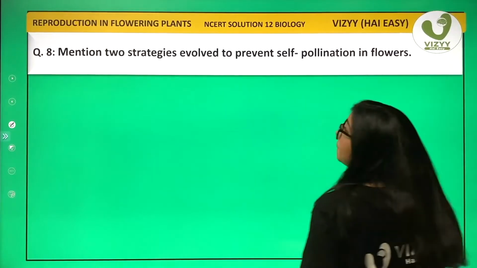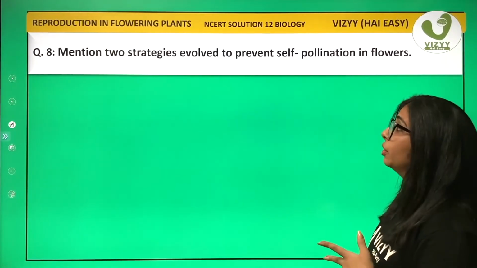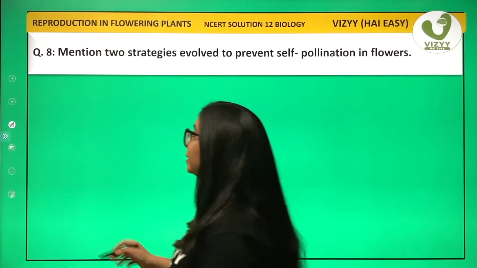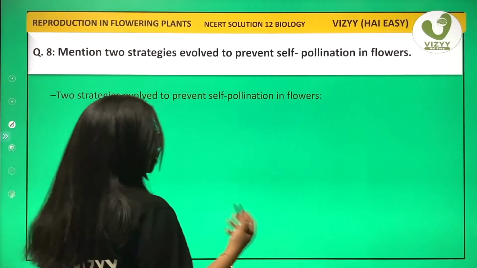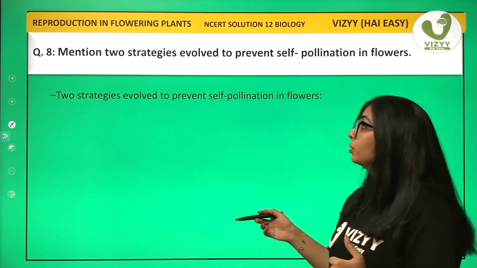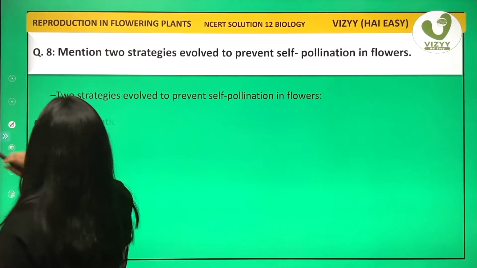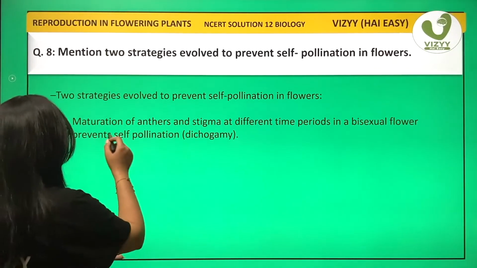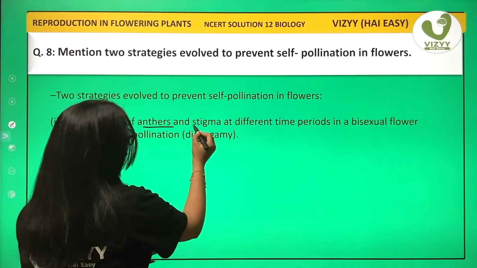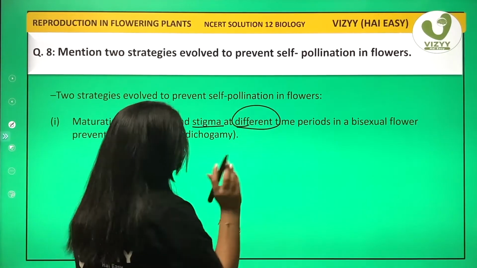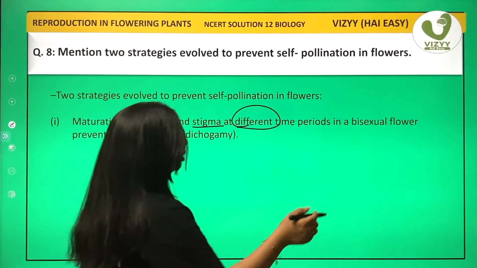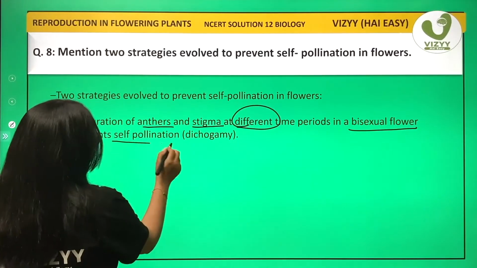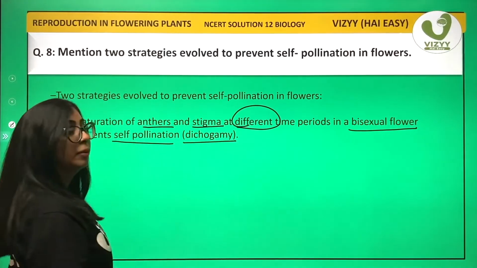Mention the two strategies evolved to prevent self-pollination. So, what are the strategies used by farmers to prevent pollination? So, start writing: the two strategies evolved to prevent self-pollination are maturation of anther and stigma at different times. So, "different" over here is important. In a bisexual flower, this prevents self-pollination, which is known as dichogamy.